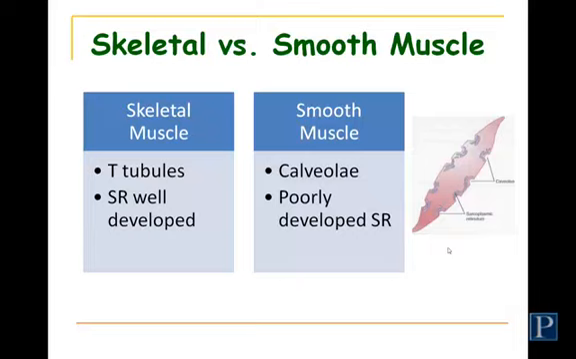Calcium is just as important in smooth muscle contraction as skeletal muscle. The only difference is, or not only, but a big difference between skeletal and smooth muscle is that smooth muscle relies more heavily on extracellular fluid levels of calcium than the sarcoplasmic reticulum, because it's not as developed in the smooth muscle. Skeletal muscle, its calcium comes completely from the sarcoplasmic reticulum.